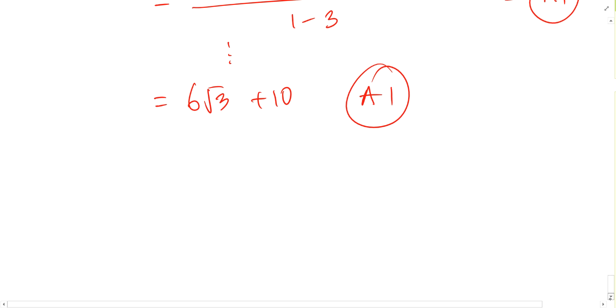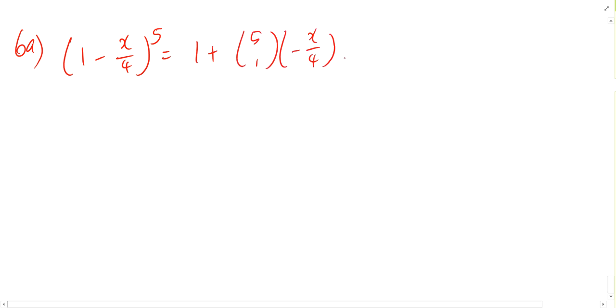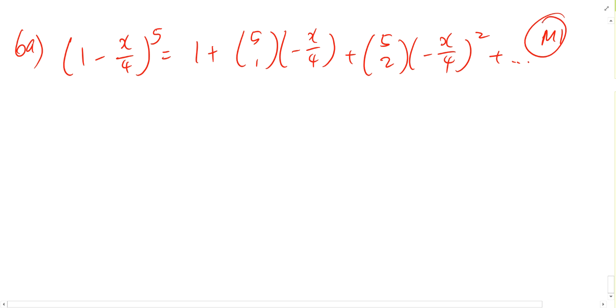I will just take up the rest of the time until your teacher comes. 6a. 1 minus x over 4 power 5. Go and expand it out. 1 plus 5 choose 1, negative x over 4, plus 5 choose 2, negative x over 4 square, plus dot dot dot. You leave out the dot dot dot, you get deducted 1 mark. Okay, next. The final answer, 1 minus 5 over 4x plus 5 over 8x square plus dot dot dot. This is our answer mark.